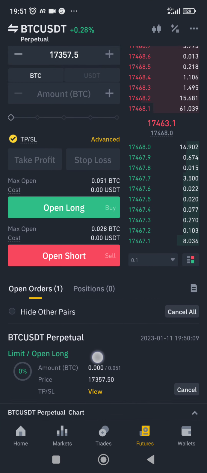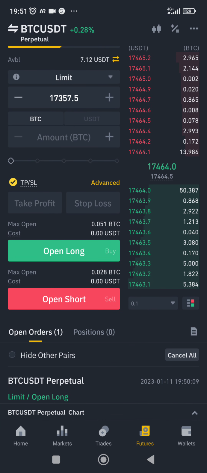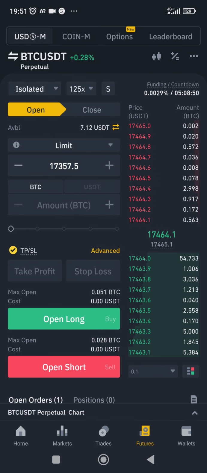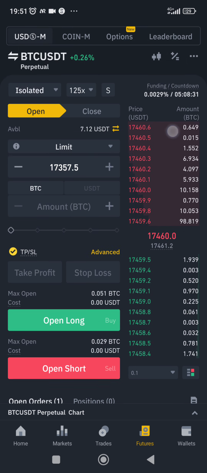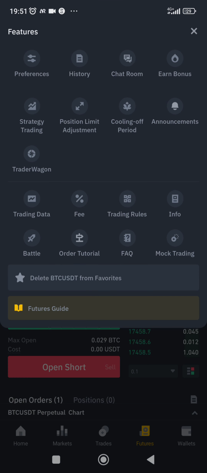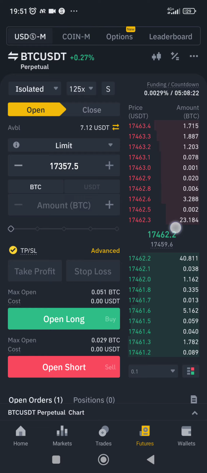Now, I won't recommend that you put money and start practicing with real money. For now, at least for the first couple of days, try and do paper trading. There's something called paper trade or mock trading. So how do you go about it? Just tap on these three dots. After tapping on that, you see mock trading here. All right, just tap on it.